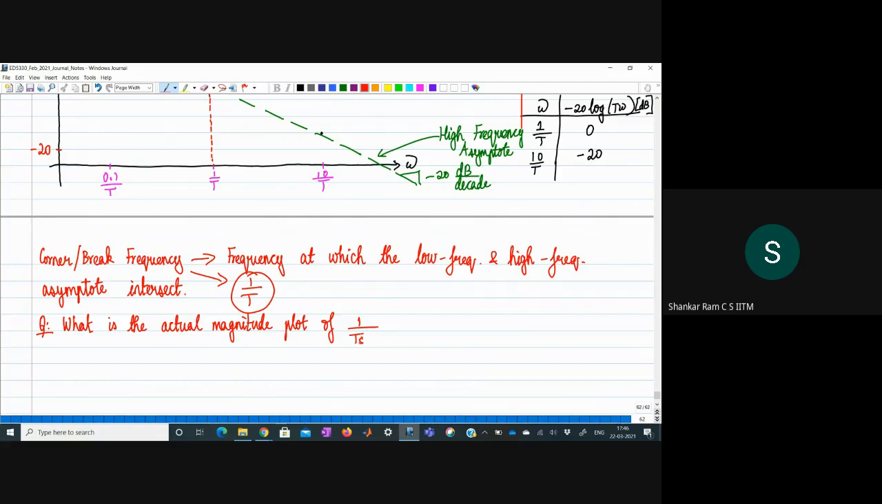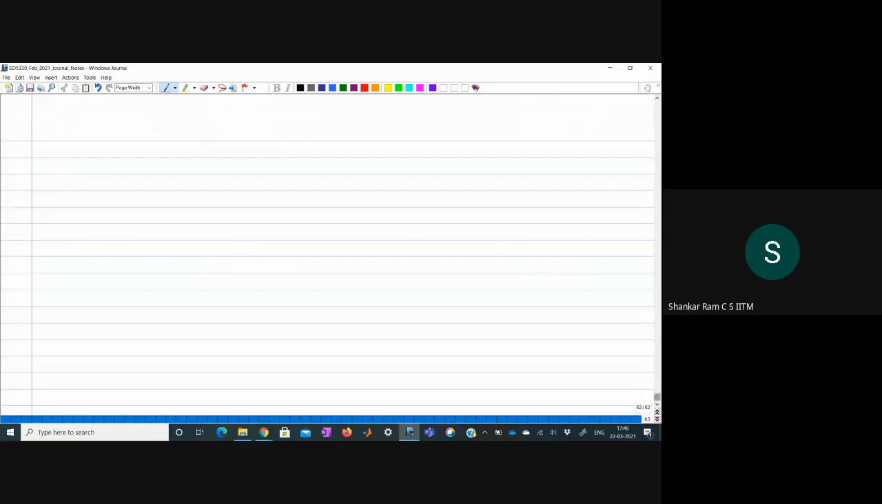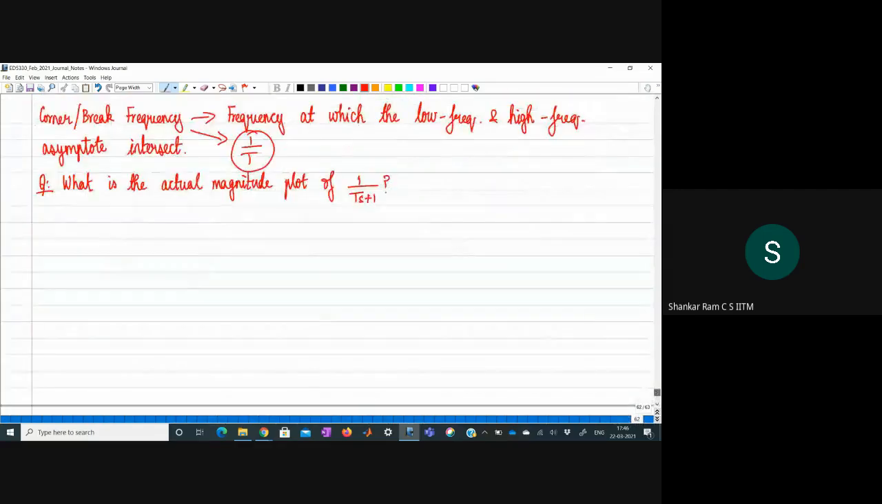So what I want you to do is to try out this exercise. I'm going to leave you with a table which you have to fill in, and then we will discuss this tomorrow. So let us say we construct a table wherein we have omega.